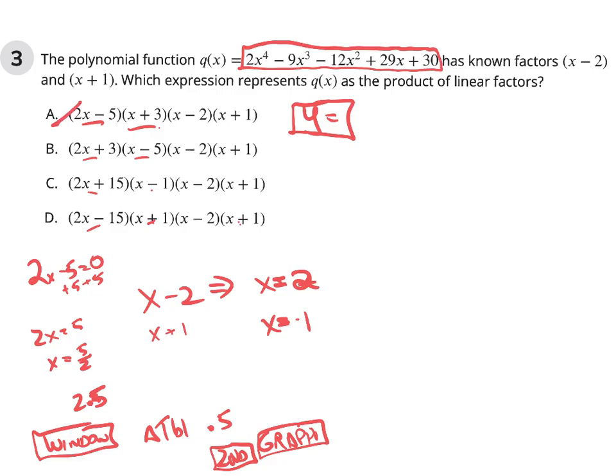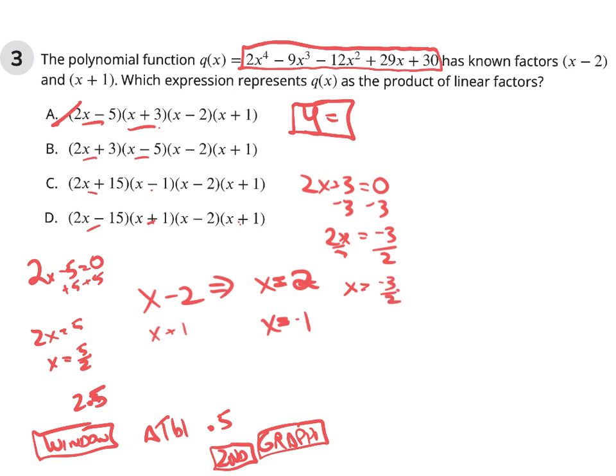So now we're going to try 2x plus 3 is equal to 0. Subtract 3, 2x is equal to negative 3. Divide by 2, x is equal to negative 3 halves.